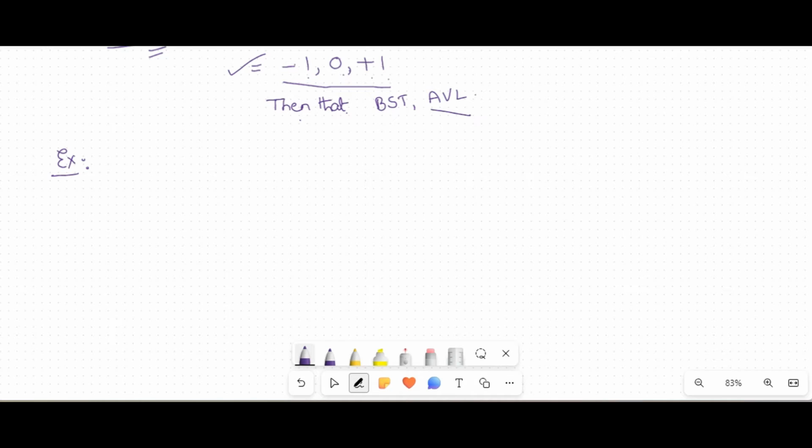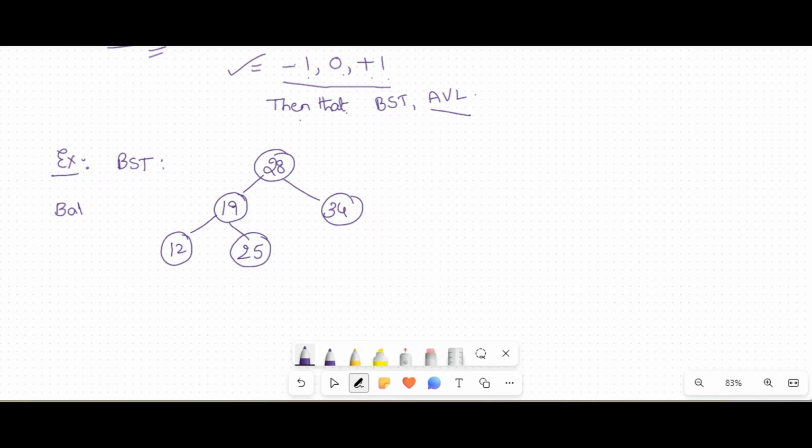For example, consider this binary search tree: 28, 19, 34, 12, then 25. Let us check what the balance factor is at each and every node.